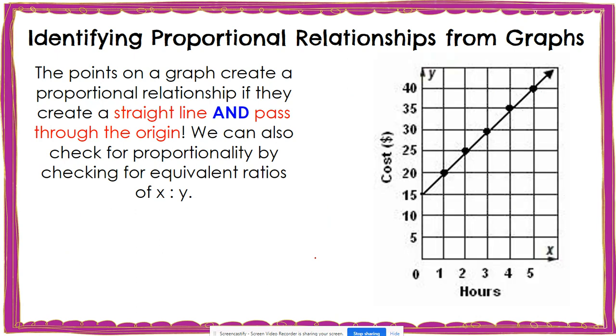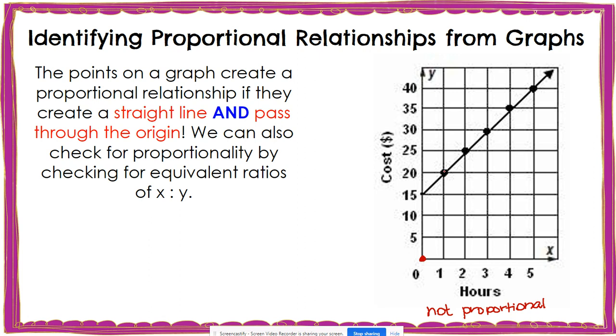Now let's look at this graph. You notice that this graph makes a straight line. However, you can see that it does not pass through the origin, which is down here at 0, 0. So I can say that this is not a proportional relationship. But let's look at why.